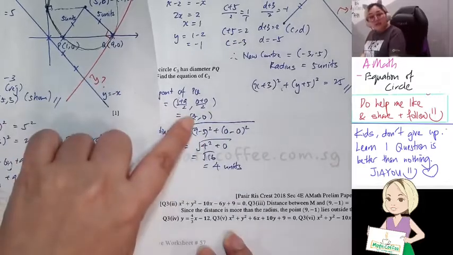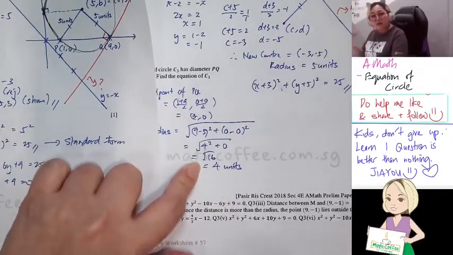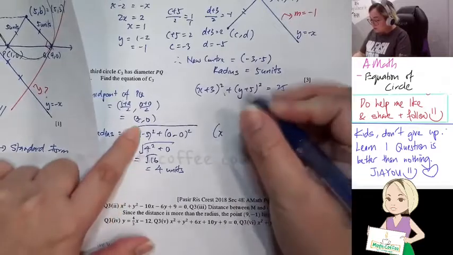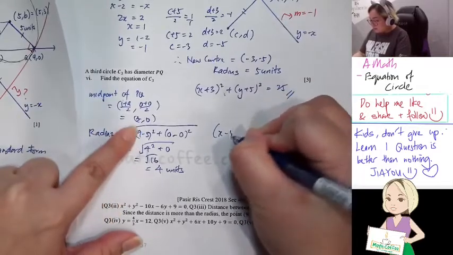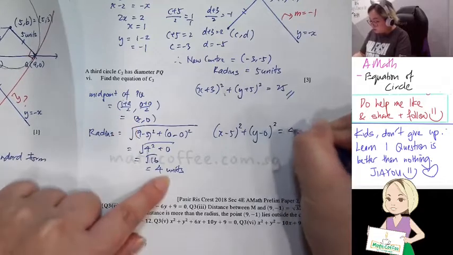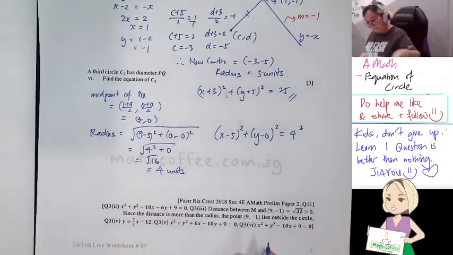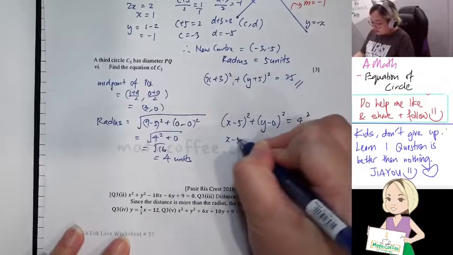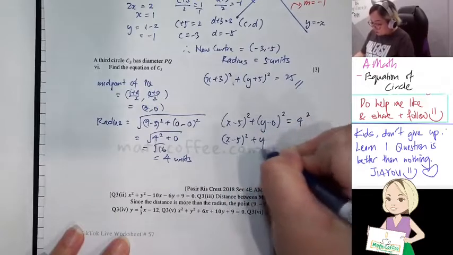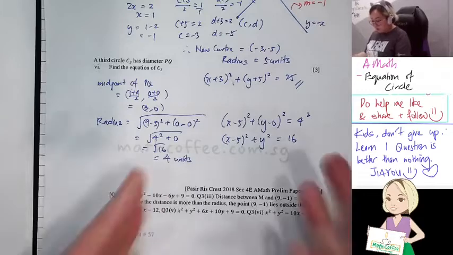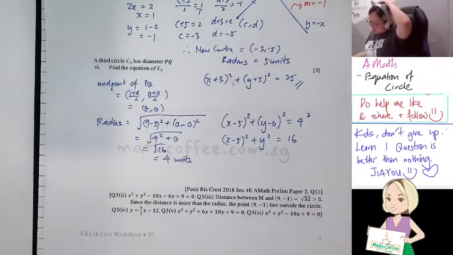So I have my center, I have my radius, I can find the equation of the circle. So it will be x minus 5 squared plus y minus 0 squared equals to 4 squared. So it will become x minus 5 squared plus y squared equals to 16. So this is the equation of the circle.